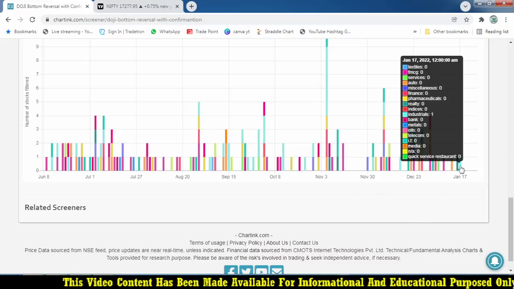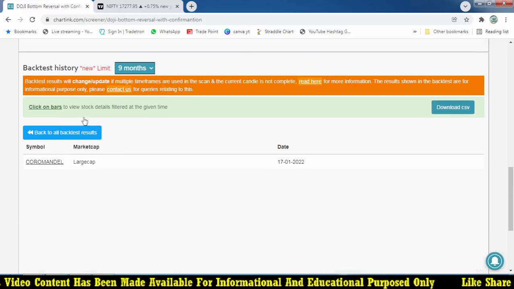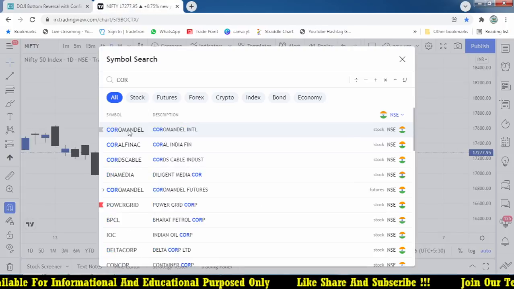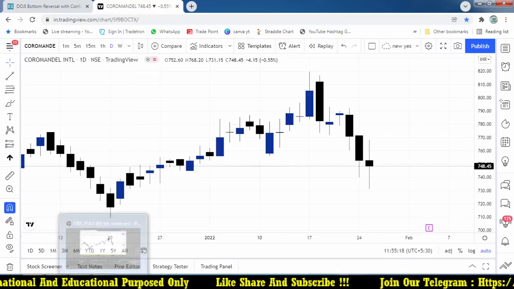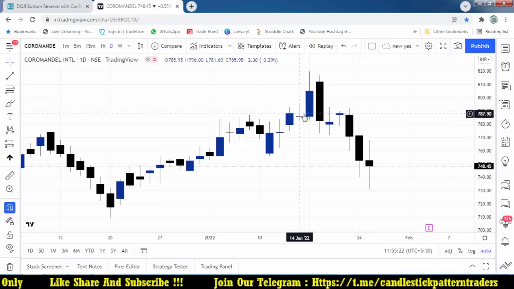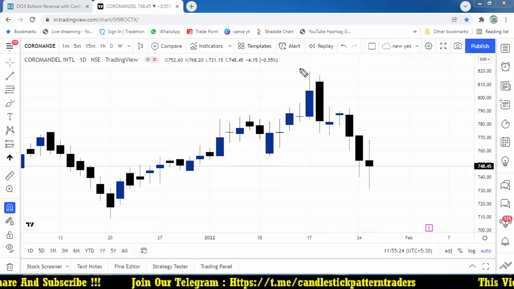We'll check that on 17th January we have Coromandel. Let's see what exactly happened in Coromandel, whether it is forming that pattern or not. This was the 17th, 13th, 14th. This is the 17th January, where we get the confirmation.